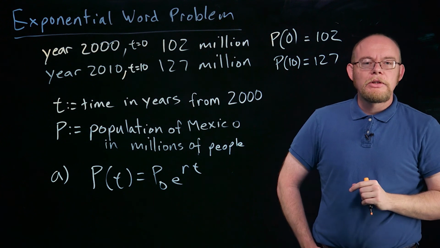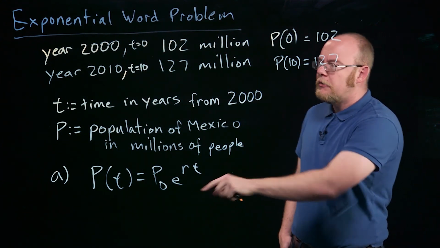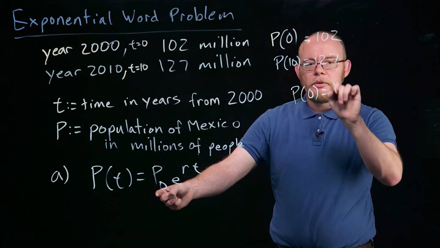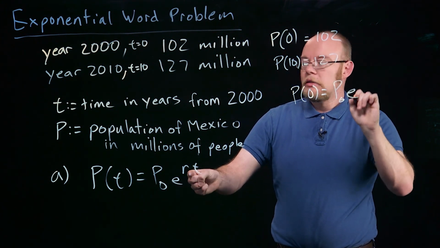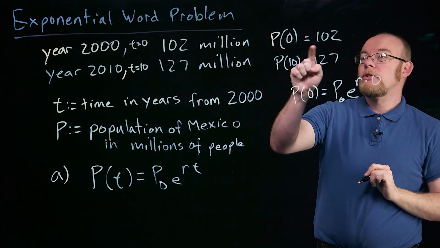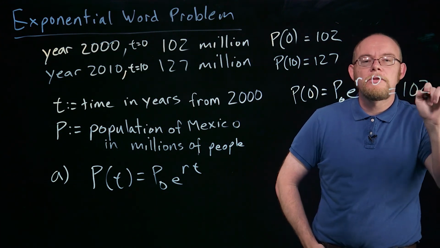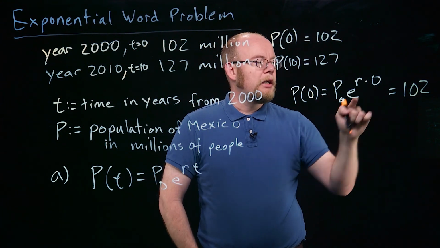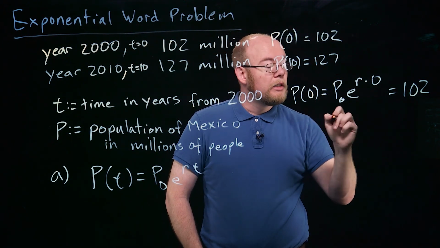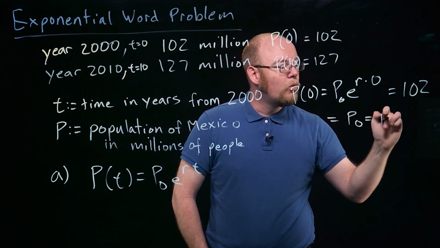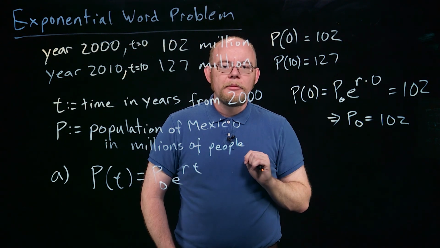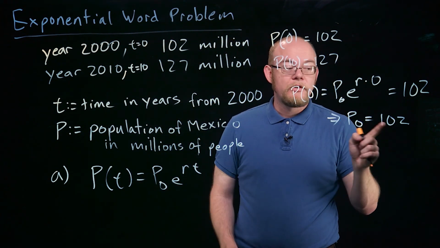Anytime you see a 0, that's usually a sign that's the first thing you should be fitting. So if we plug that in, we'll have P of 0 is equal to, in this model, P sub 0, e to the r, and then in this case, the t is 0, so we put that in, and P of 0 should also be equal to 102. So we're going to substitute 102 over here. Now, r times 0 is 0. Anything to the 0th power is 1, so we get that P naught is equal to 102. And so that tells us that this is the first parameter that we solve for.